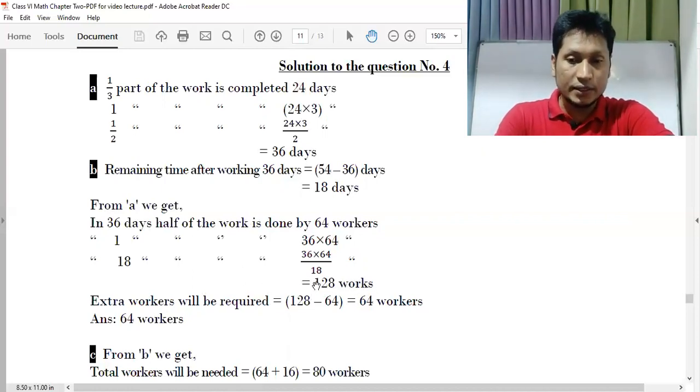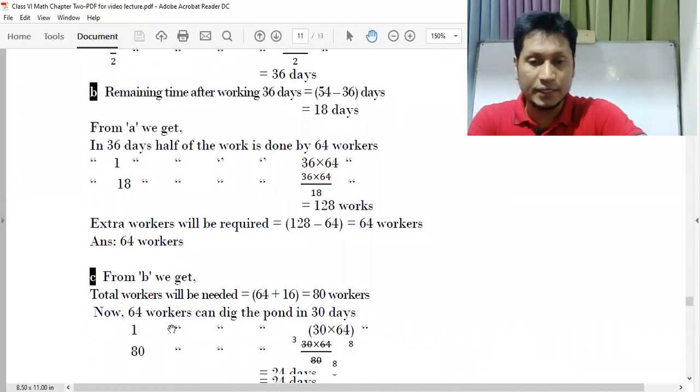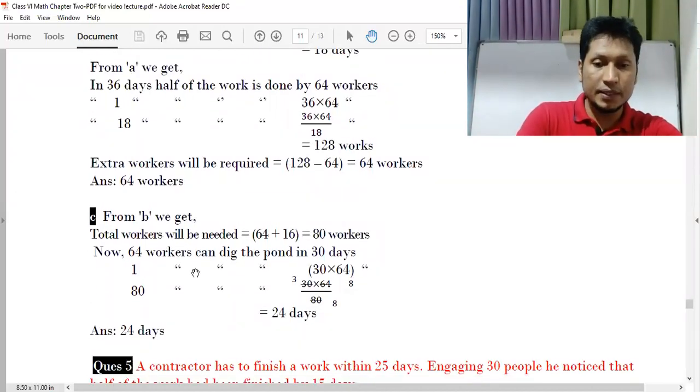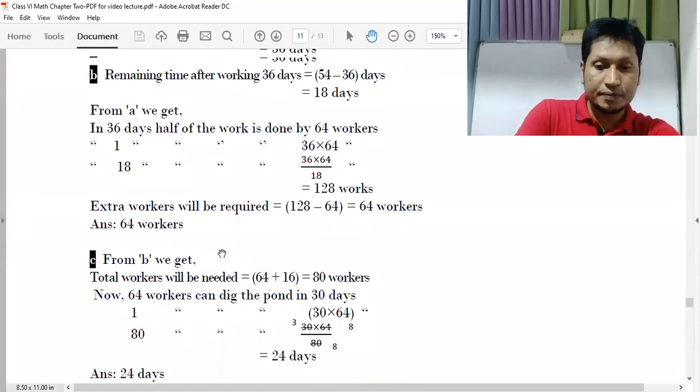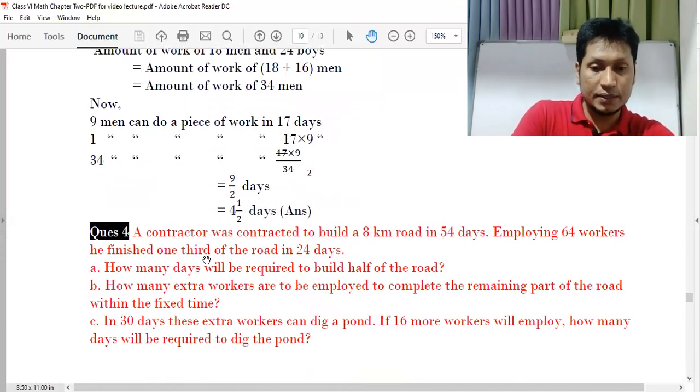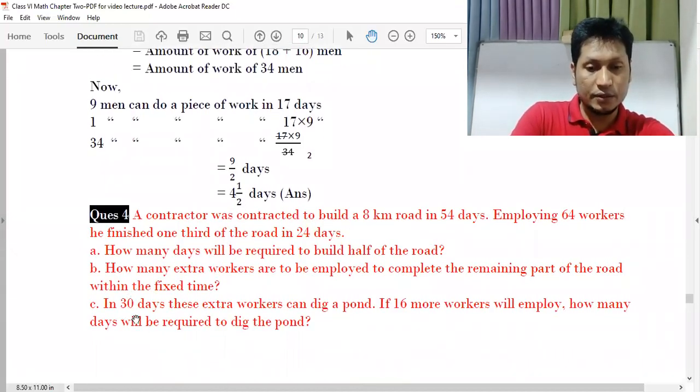But the contractor already has 64 workers. So remaining workers he needs to engage is 128 minus 64, that is 64 workers. So part B answer will be 64. And part C says, what does part C say? Let us try to know again.